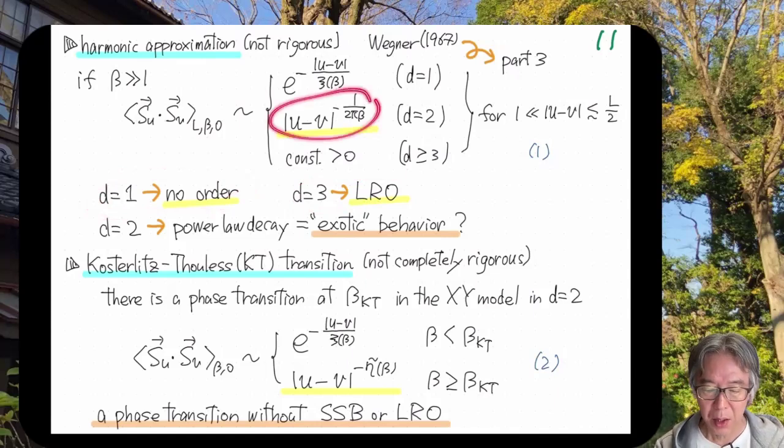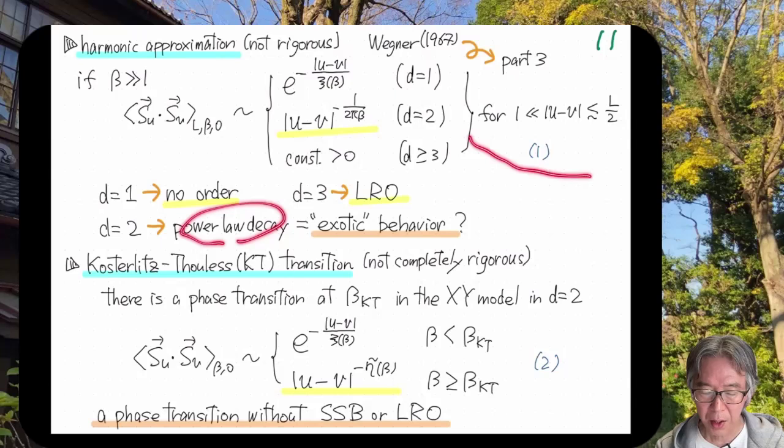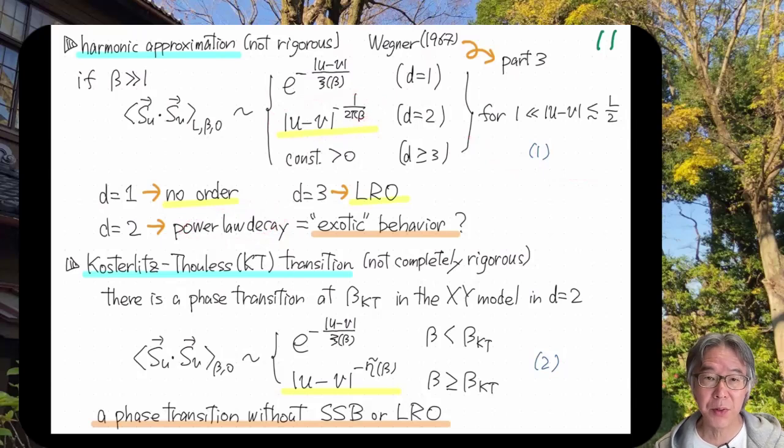But what is this? In dimension 2, if you do this approximation, what you find, actually what Franz Wegner found in 1967, was that this decays like this. So it's not an exponential decay, it's a very slow decay, which is usually called a power law decay. And if you're familiar with critical phenomena, then you know that at the critical point, sometimes the two-point correlation function exhibits power law decay. But in this case, we are at sufficiently low temperature. So at any sufficiently low temperature, this approximation suggests that this two-point correlation function decays with a power law.